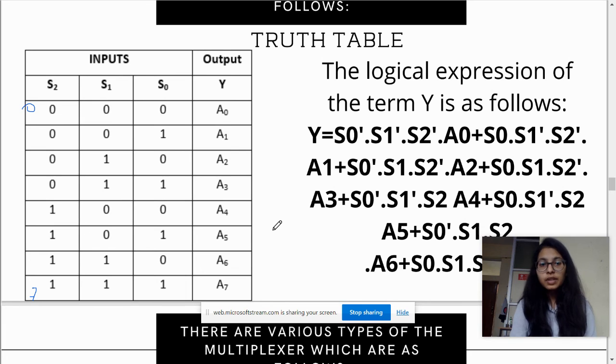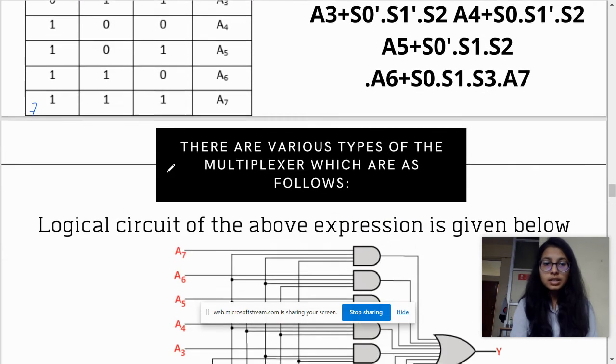Logical expression, again, we can find out using this truth table. So wherever it is 0, we'll again take it as bar, and wherever it is 1, we'll leave it as it is.